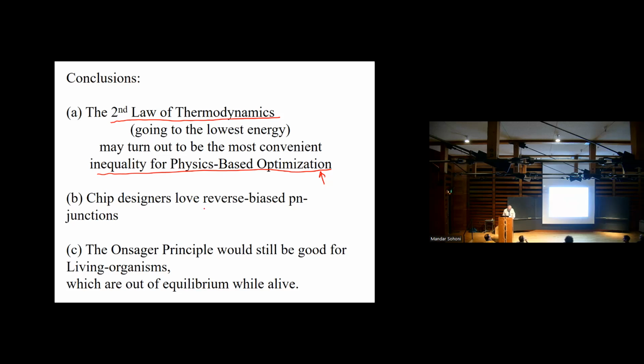And if we compose this of reverse bias p-n junctions, which is essentially what a reactor is, everything in chip design is about reverse bias p-n junctions. So the chip designers are definitely going to love this. Okay. And on the other hand, let's not overlook the Onsager principle because it applies to living organisms.